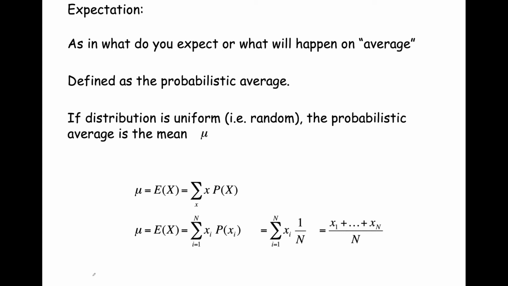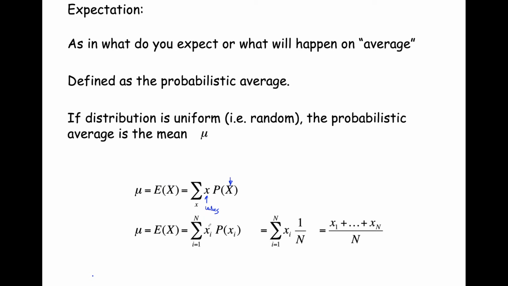Now, we note the mean or expectation as mu, lowercase mu, and functionally we write this expectation as mu equals the expectation of our random variable x, which is the sum, the weighted sum of all of the values of x, or our values, times the probability of that value.